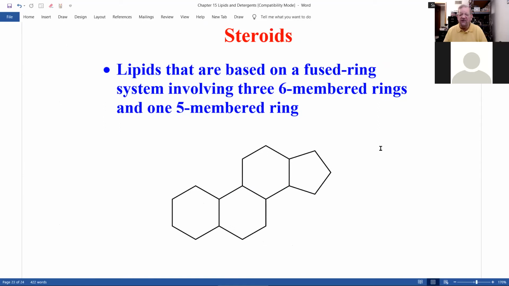Now, all the steroids are based on this four-member fused ring. If you notice here, I have a six-membered ring, I'll call it A, attached to another one, B, up here is C, and then a five-membered ring, D. All your steroids, all your hormones have that ring structure. Listen carefully. You should know how to draw the ring skeleton of a steroid. Let me show you how to draw it.